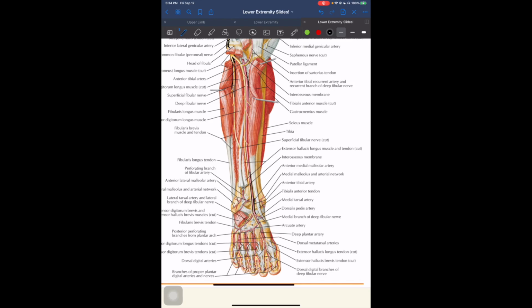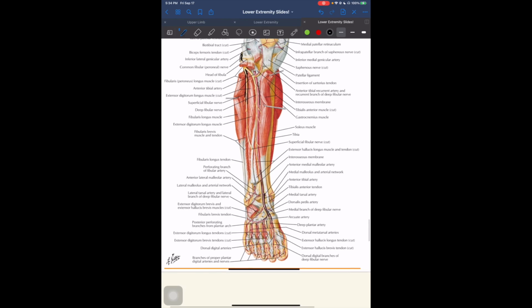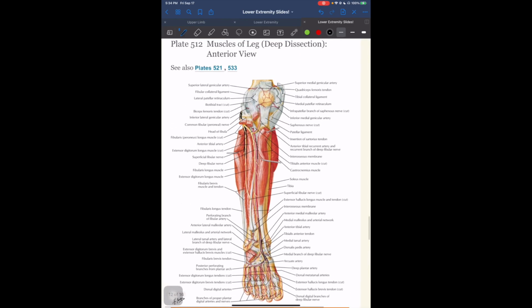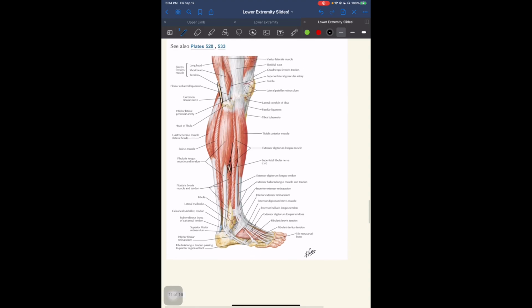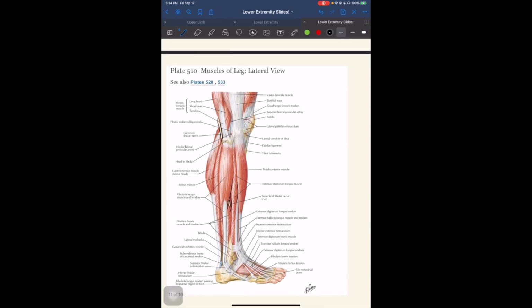And then, dorsalis pedis is going to give off some of this stuff. I honestly don't remember. I said I wasn't going to do the foot, and I'm going to stick by that. I should maybe have done this sooner, but basically muscles of the leg in general.